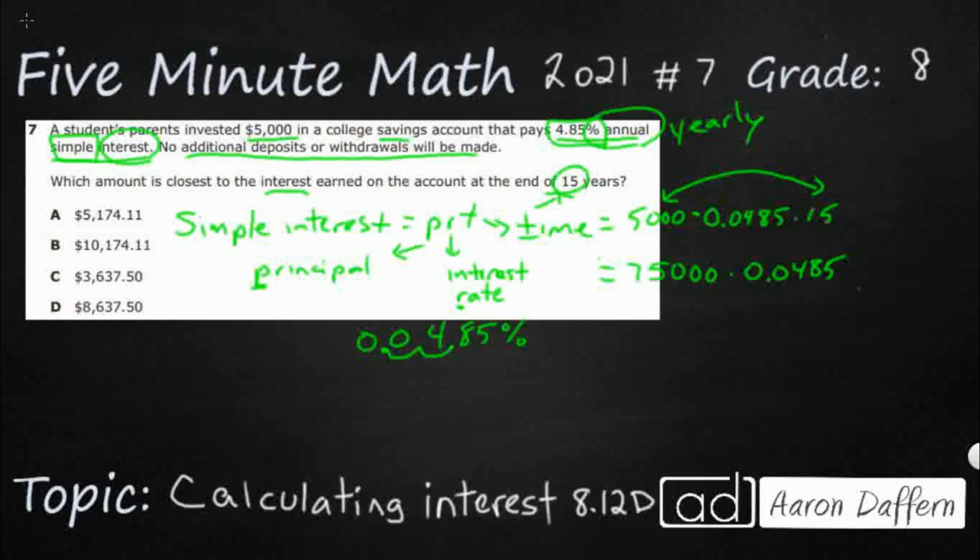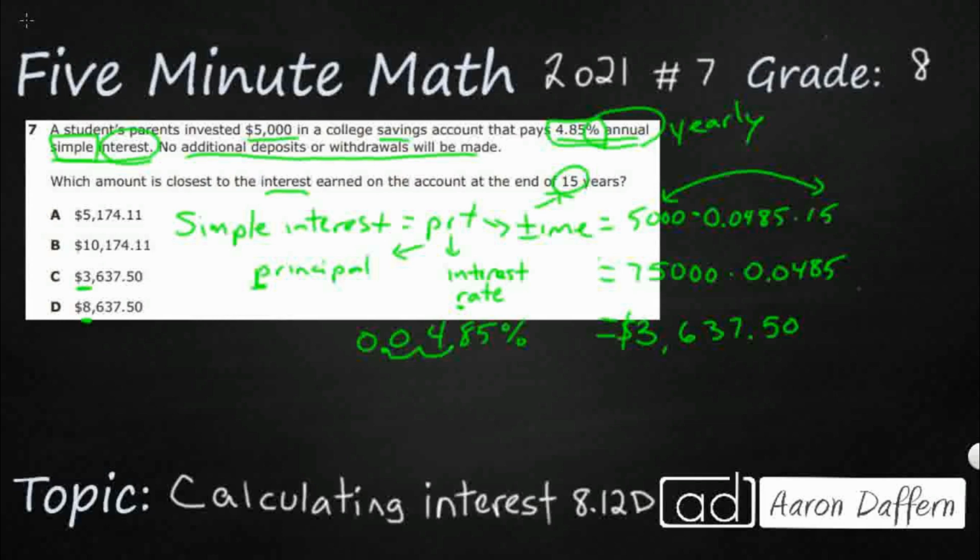And then obviously that amount, that 75,000, comes down very low, and it's going to be 3,637.50. So that is going to be our interest. And we see that right there on C. Now, some of you might think, well, that's pretty close. I wonder what the difference is there.